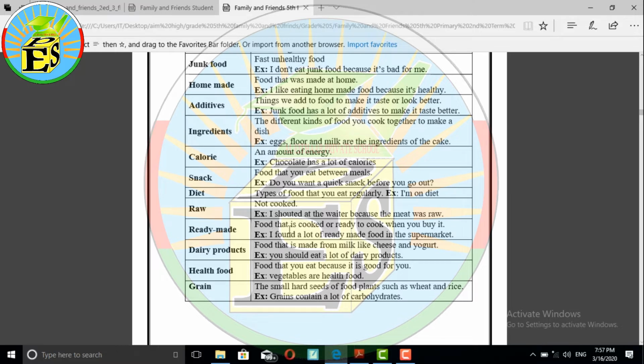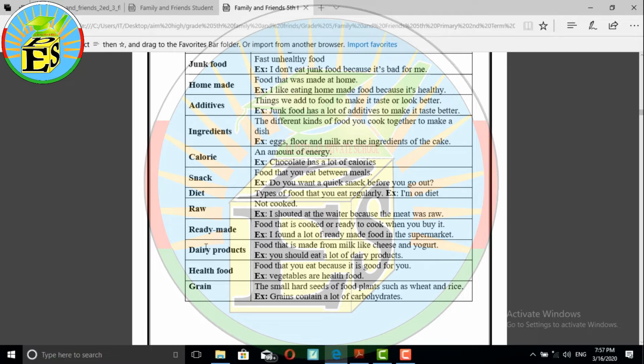Food that is cooked or ready to cook, when you buy it. For example, I found a lot of ready-made food in the supermarket.